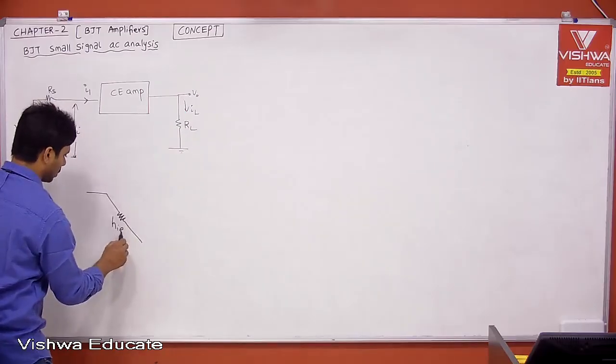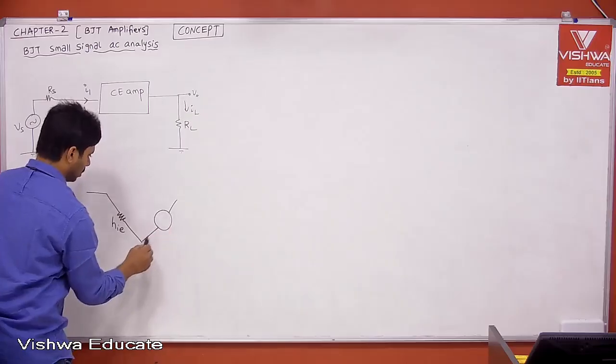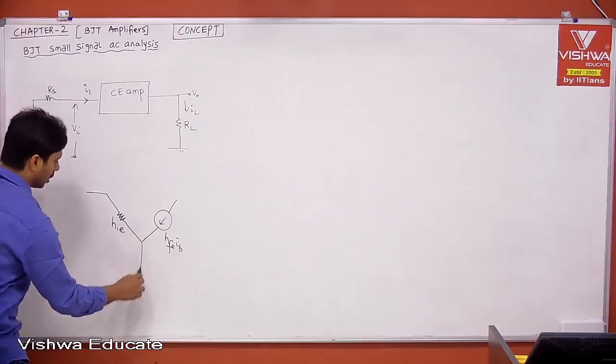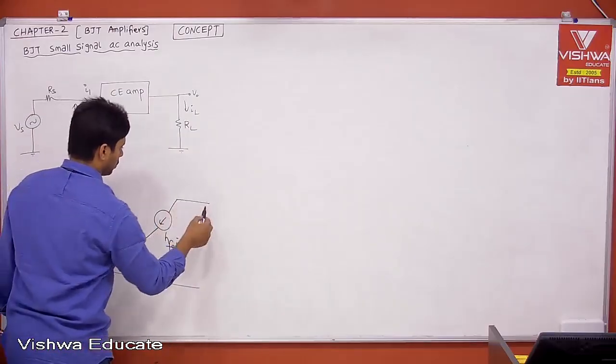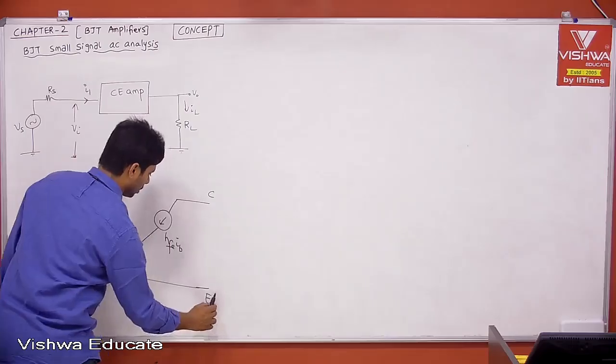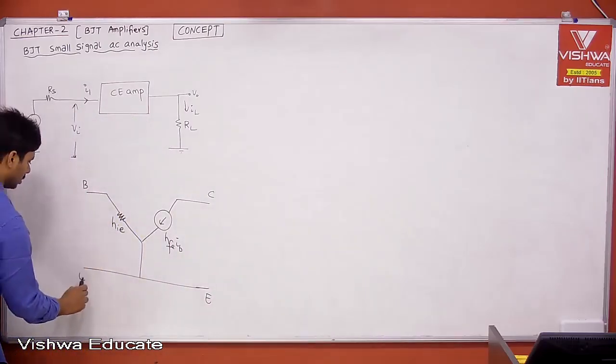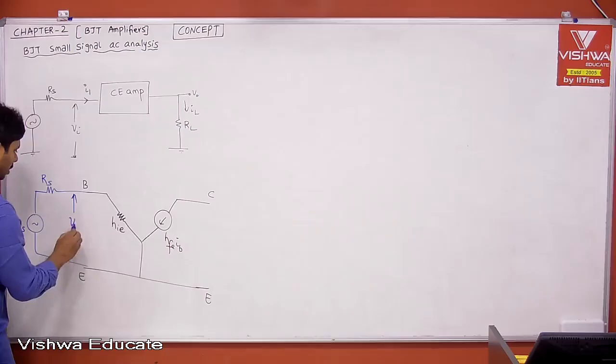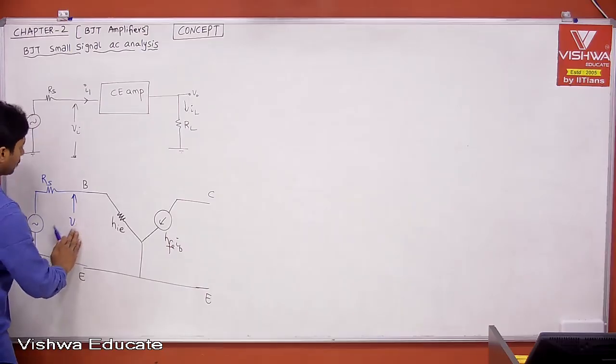This is your HIE, don't write, and this is HFE times the input current IB. Then this is your collector, this is your emitter, this is your base, this is your emitter, because this is a common emitter amplifier. Now we need to apply the voltage. This is Vs, and actually this is ground, anything is fine. This is Vs and this is RS. Now this is your input voltage Vi, basically VBE.